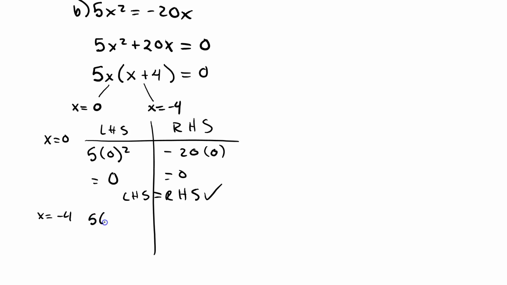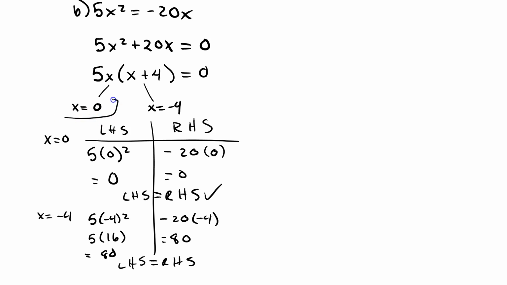What happens when x equals negative 4? We have 5 times negative 4 squared, 5 times 16, which is just 80. Let's see the right-hand side. Negative 20x, but x is negative 4. Negative 4 times negative 20 is 80. Left-hand side equals right-hand side. So we know that both x equals 0 and x equals negative 4 are solutions.